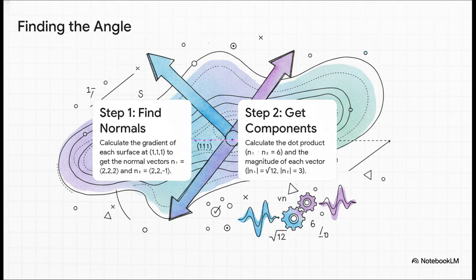So, first things first, we find the gradient for each surface and evaluate them at the point (1, 1, 1). This gives us our two normal vectors. Let's call them n1 and n2. Then, we just need to get the ingredients for the angle formula. We need their dot product, which is 6, and the magnitude, or length, of each vector.